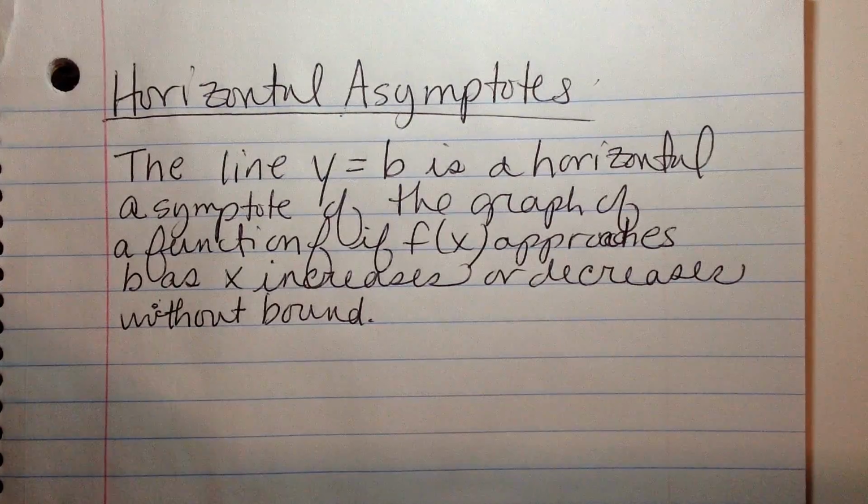I want us to talk about a horizontal asymptote. The line y equals b is a horizontal asymptote of the graph of a function f if f of x approaches b as x increases or decreases without bound.